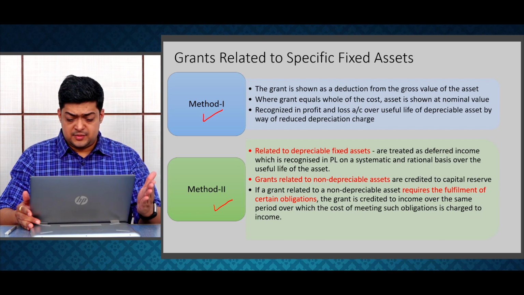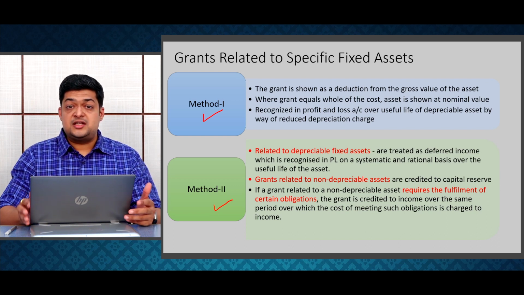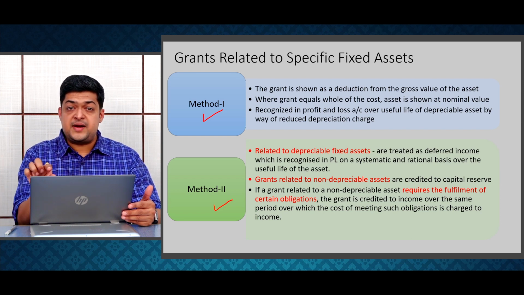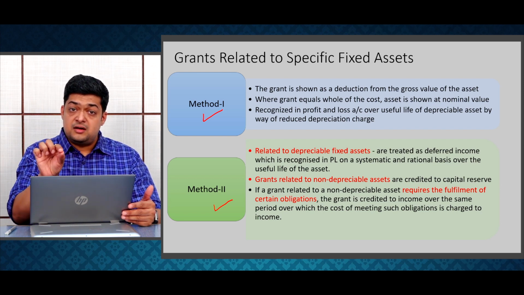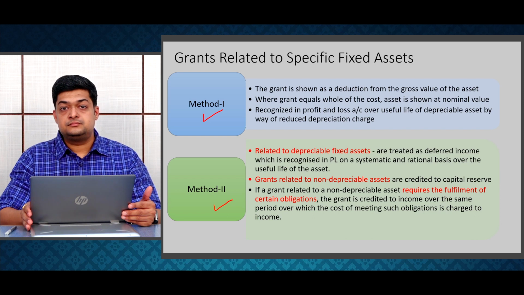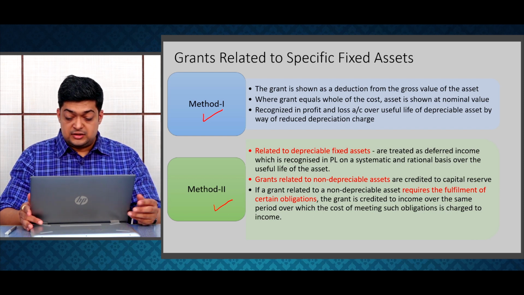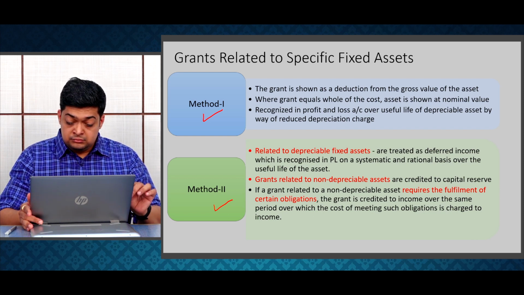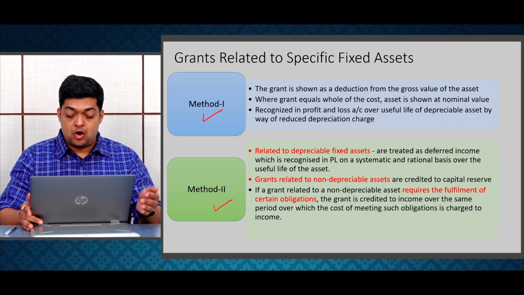There is sometimes a possibility that a grant relates to a non-depreciable asset, however it requires fulfillment of certain obligations. There are certain obligations or certain expenses which are required to be incurred. In that case, the grant is credited to income over the same period over which the cost of meeting the obligation is charged to income.